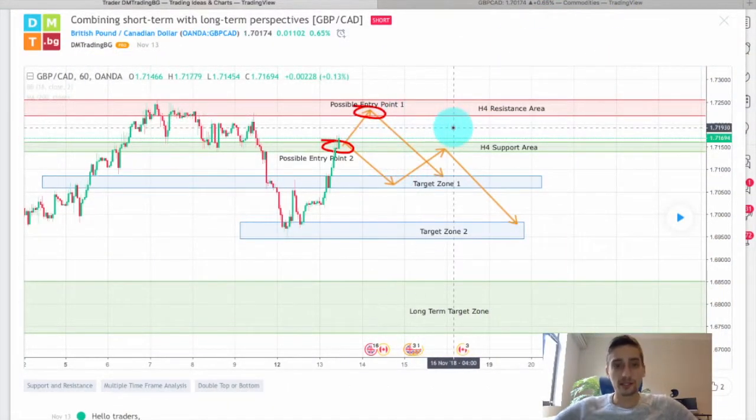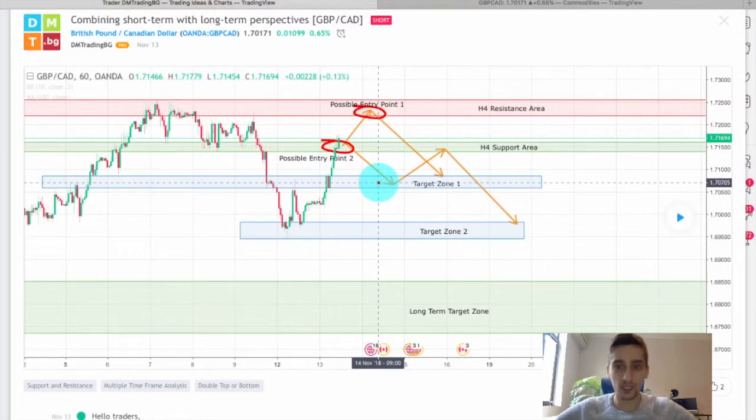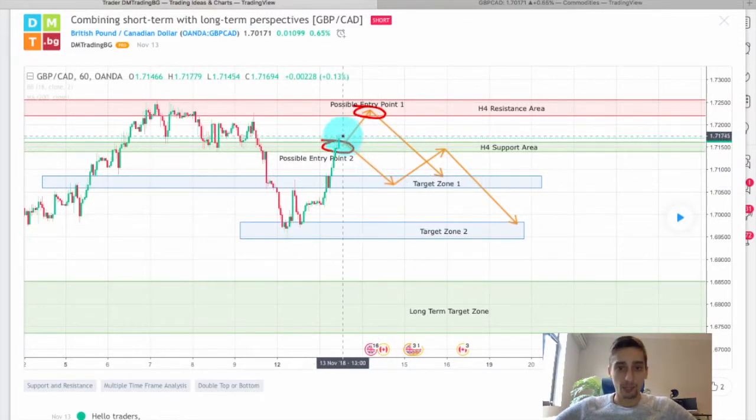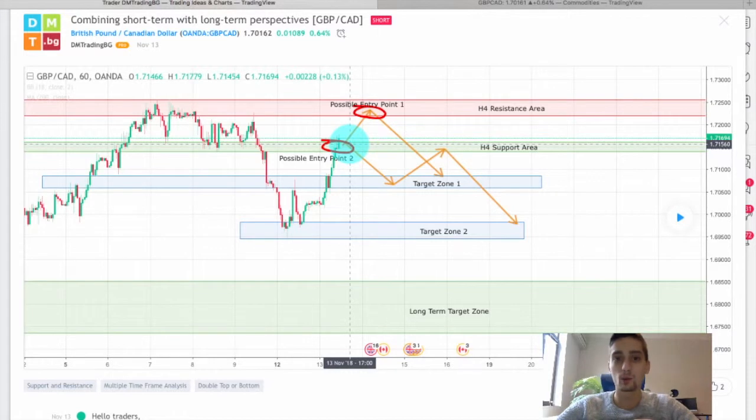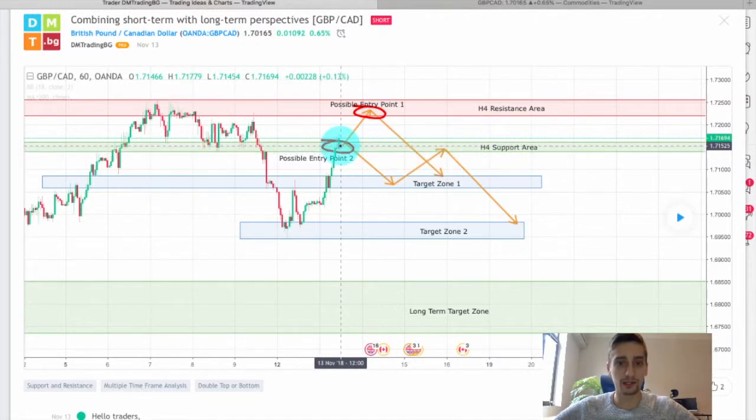What you currently see on the screen is the plan itself posted on TradingView last week on November 13th. Just a few words regarding the plan. When I posted the plan, you can see where the price was, and we were prepared with several scenarios. The first one was for the price to bounce off this H4 support area, which basically represented the bottom of this range formed here. So it was acting as a resistance area in this case, and if this happened, we were going to look for a sell opportunity until our target zone 1.